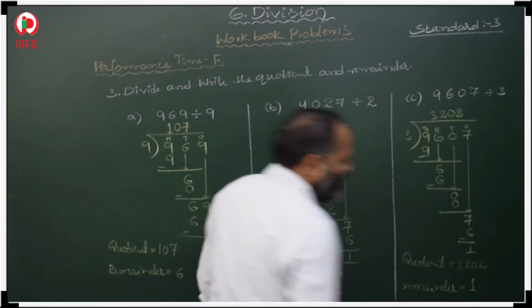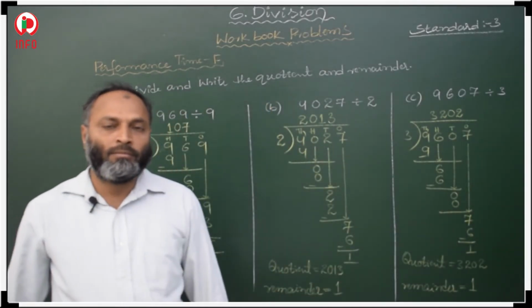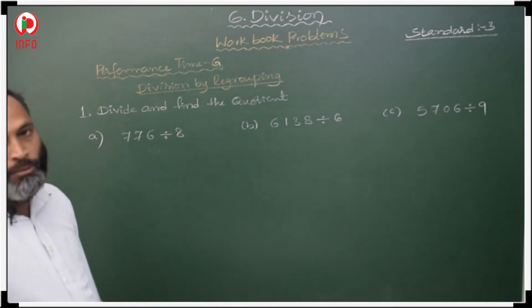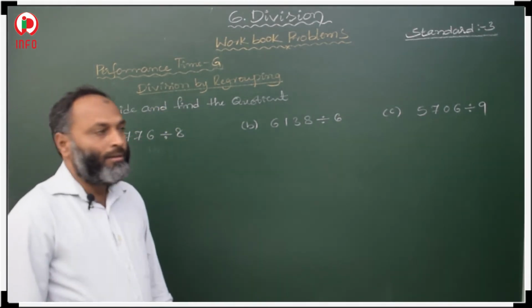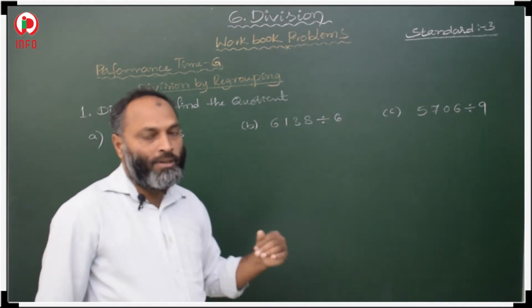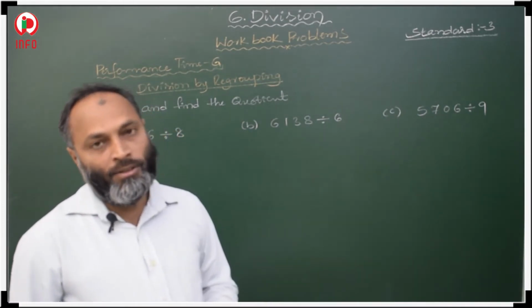So, you have to find your remainder and quotient. Okay. Next, in Performance Time G, division by regrouping. So, then see how to divide and find the quotient. In these questions we have to divide and find the quotients.